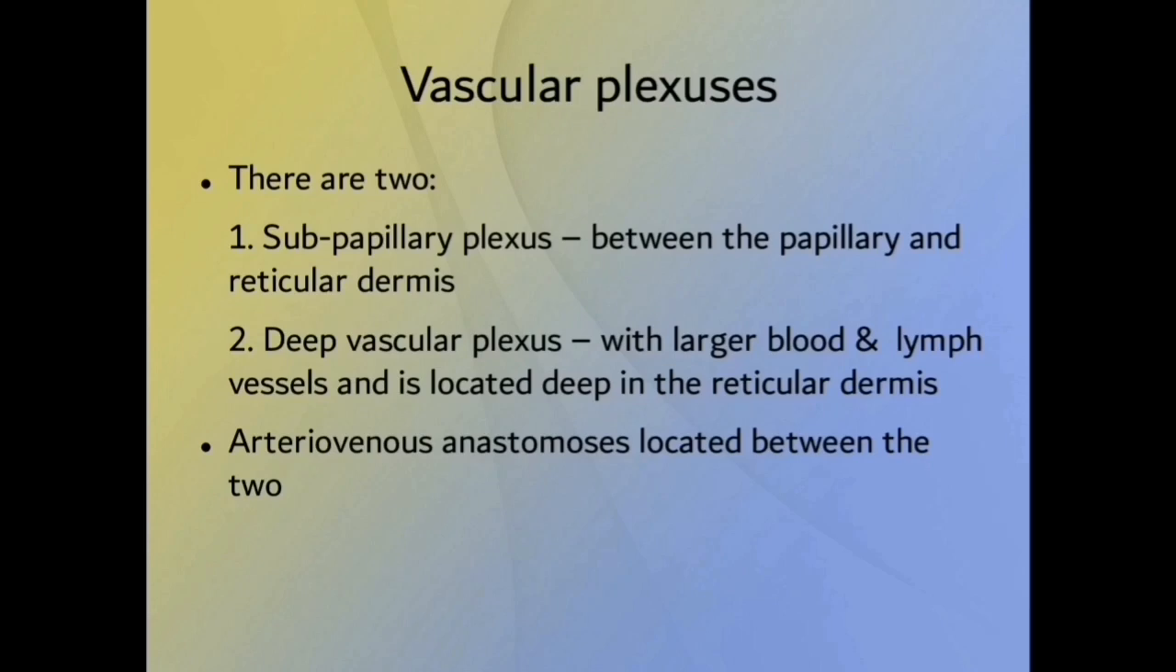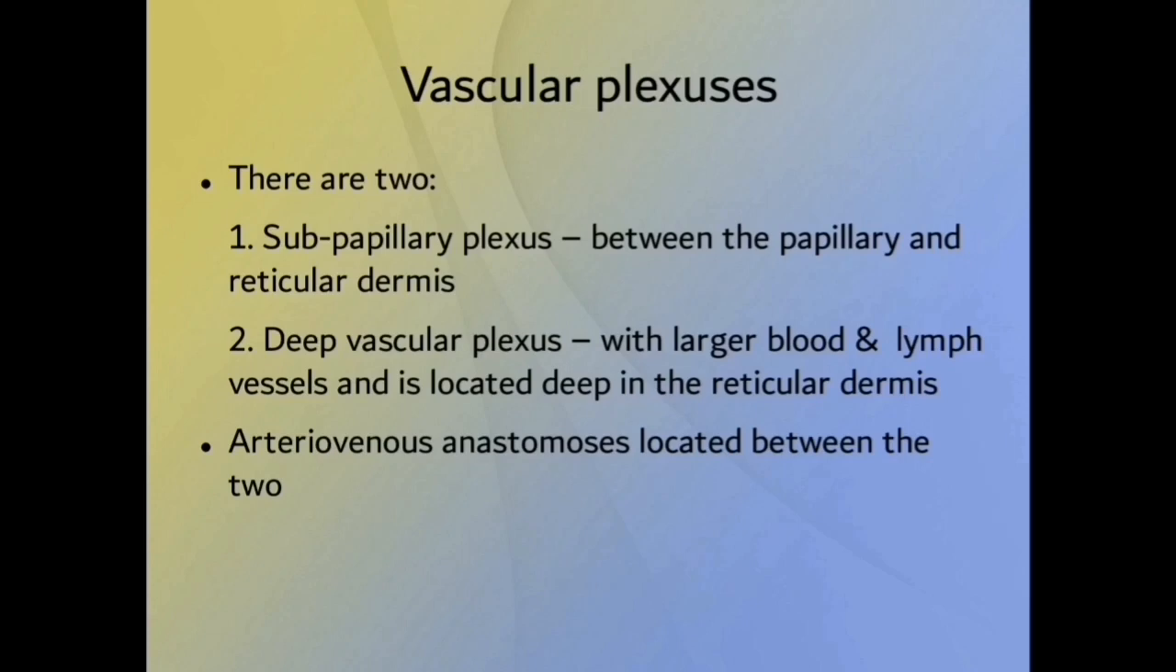All right. Then secondly, we have a deep vascular plexus, which is located much deeper in the reticular dermis, almost nearer to the junction of the reticular dermis and the hypodermis. This one has much larger blood and lymph vessels. And between these two vascular plexuses, we find what are called arteriovenous anastomoses or arteriovenous shunts. So these anastomoses are there to regulate the temperature of the body.